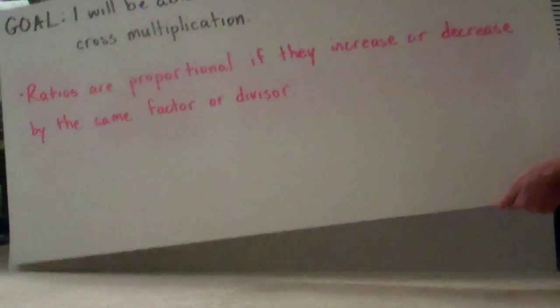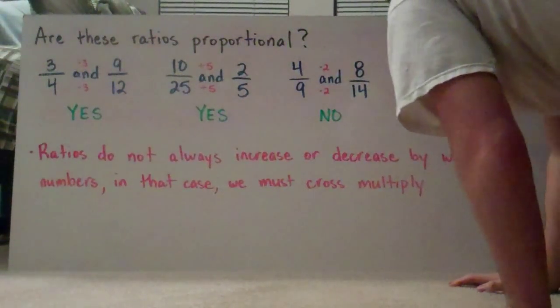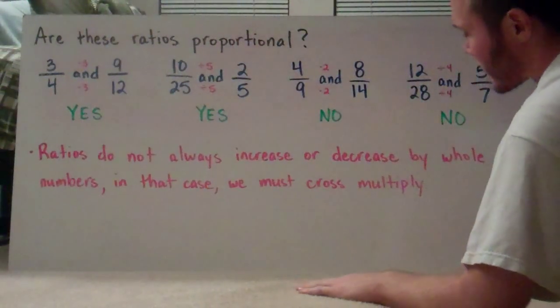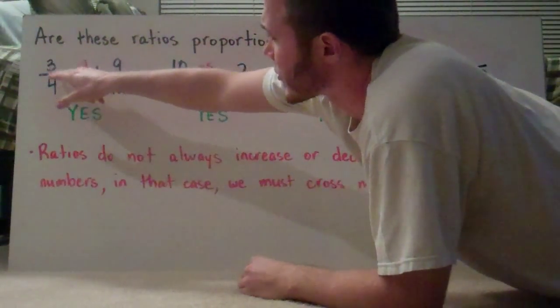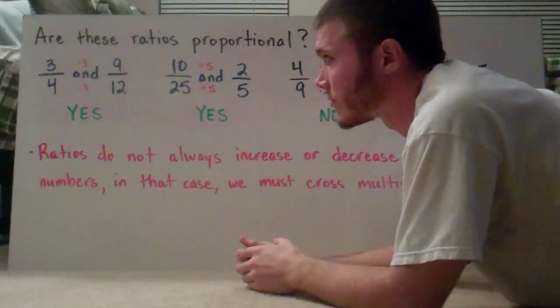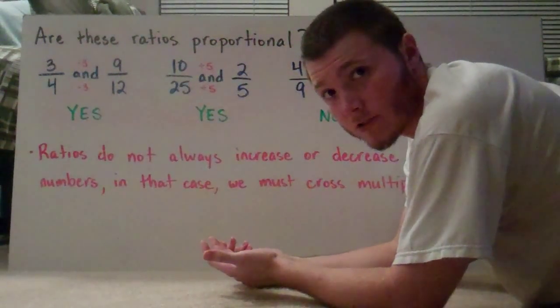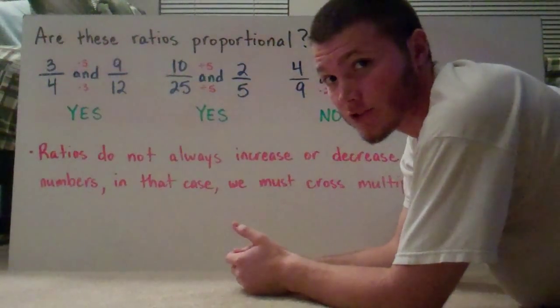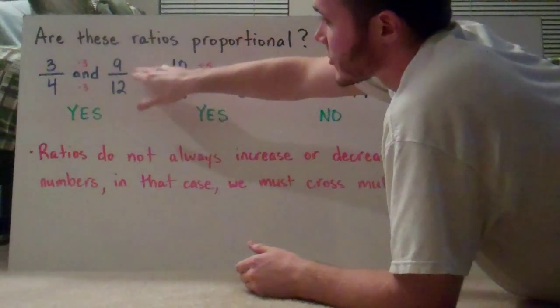So, let's move this out of the way. First, are these ratios proportional? Look, I've got 3 over 4 and 9 over 12. Now, I know these look just like fractions, but one way to write ratios is to write them like a fraction. So, we want to figure out if these are proportional.